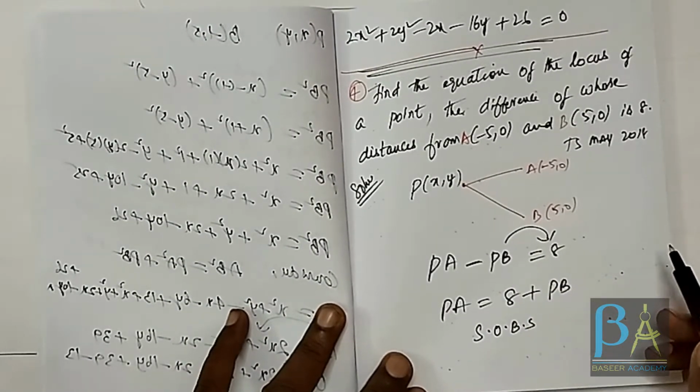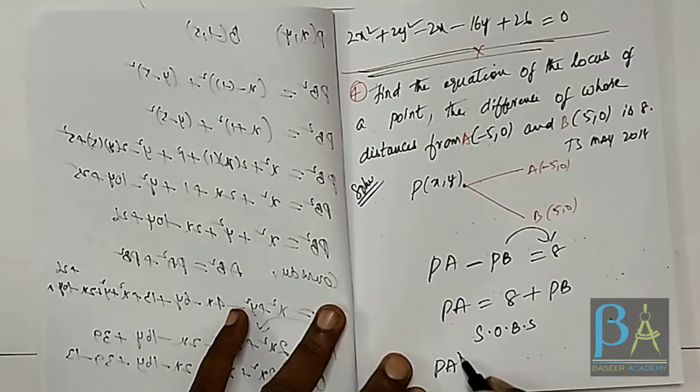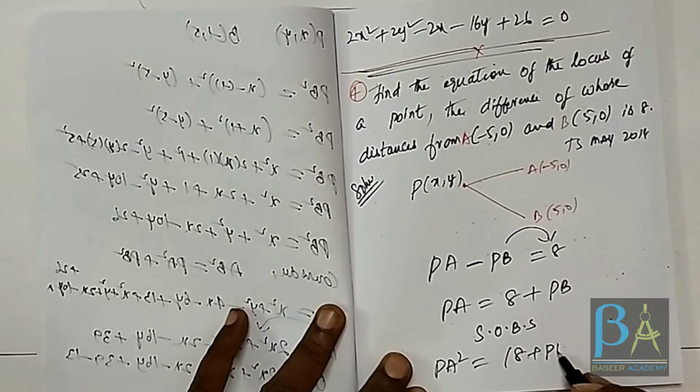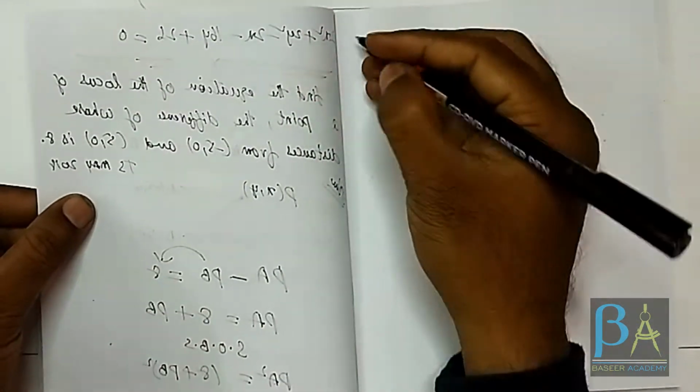I made it plus PB, and since I want to get rid of the root, I'm going to square this equation on both sides. So I'm going to square the left hand side, and I'm going to square the right hand side as well. Now what happens?